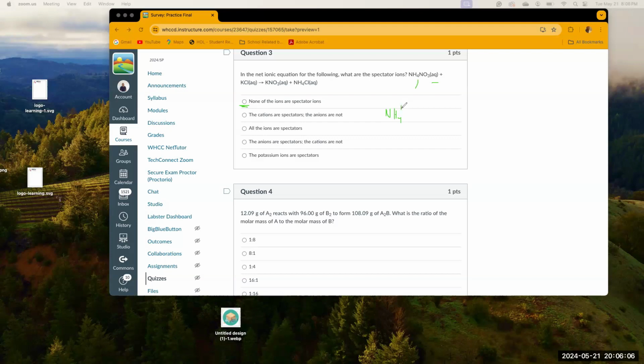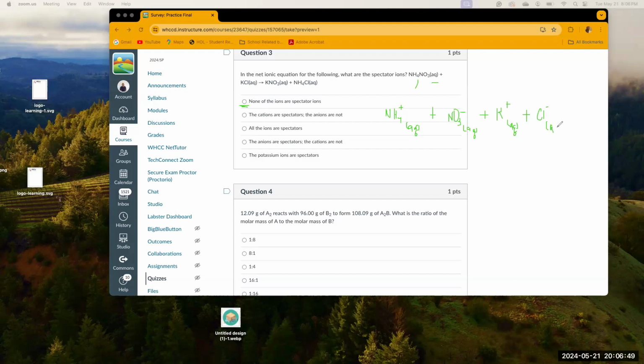So in this case, we're going to end up with NH4+ (aq) plus NO3- (aq) plus, again, aqueous. So that means we're going to get the potassium ion, K+ (aq), plus the chloride ion, Cl- (aq).